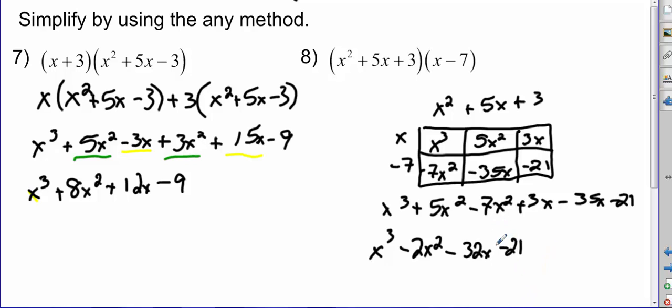So that concludes our notes on how to multiply binomials and a couple of trinomials there. Thank you very much.